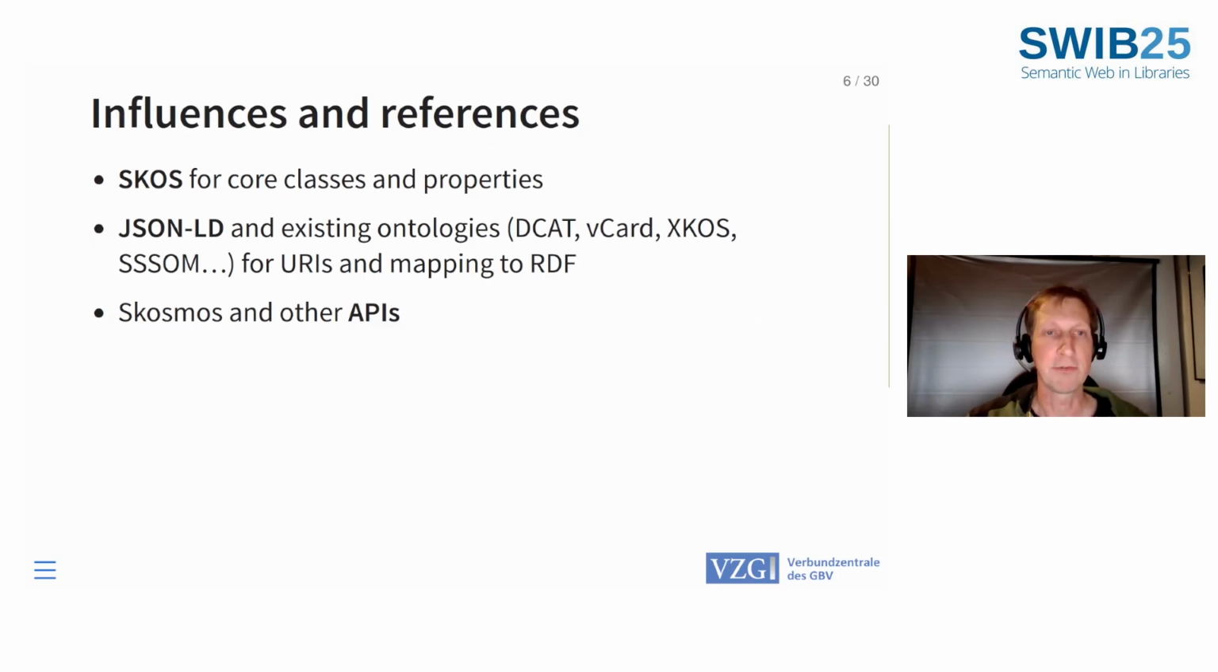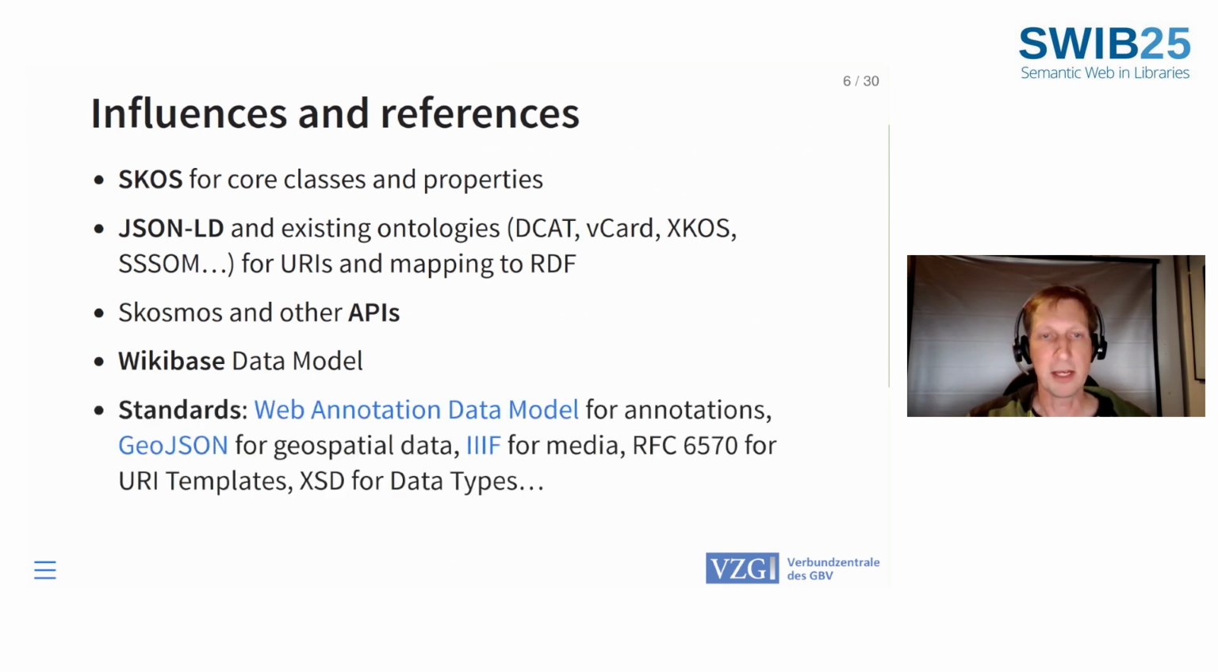One of the major influences was Cosmos, and also the JSON format provided by Cosmos. Then the new, more recent influence is the Wikibase data model, because we introduced features similar to Wikibase, and there are a lot of standards built on. So, for instance, annotations for reviewing mappings are just the Web Annotation Data Model. For geospatial data, we just use GeoJSON, or IIIF for media files, and other standards like XML data types.